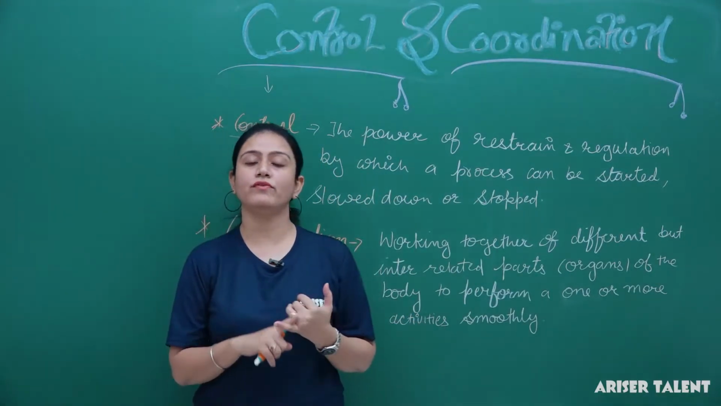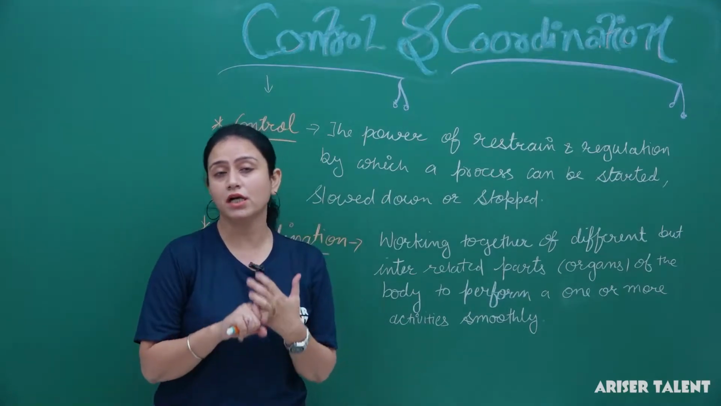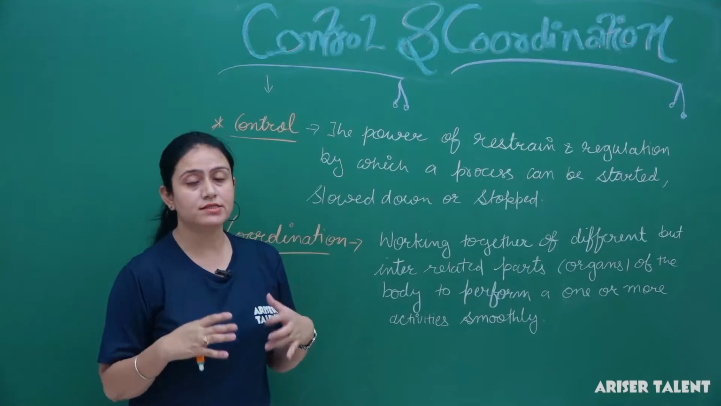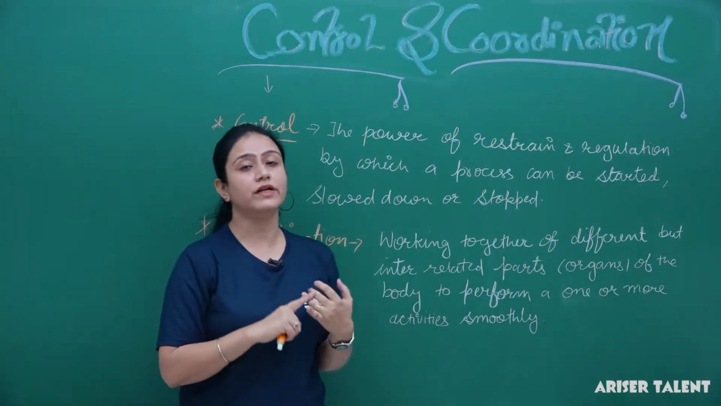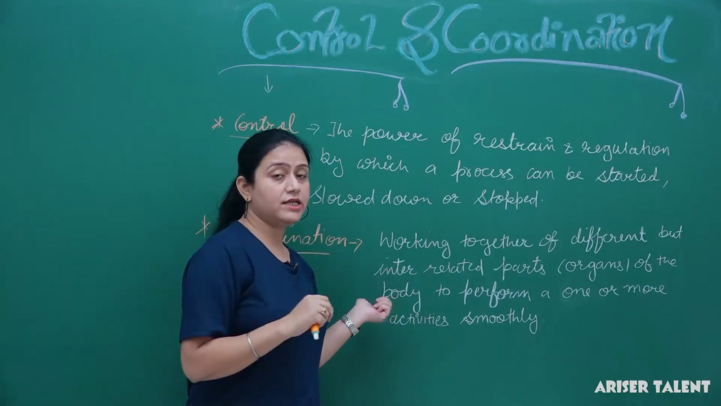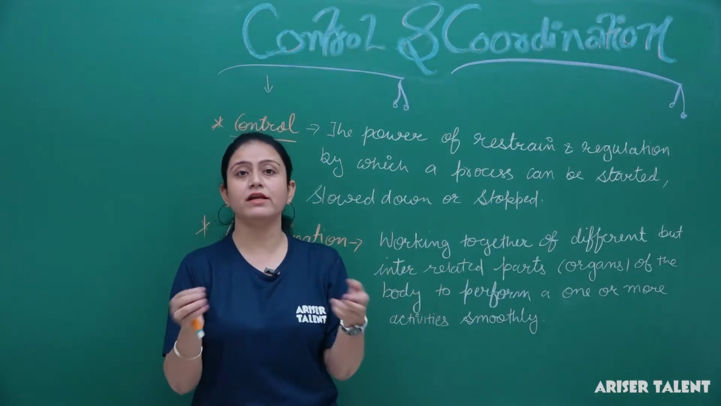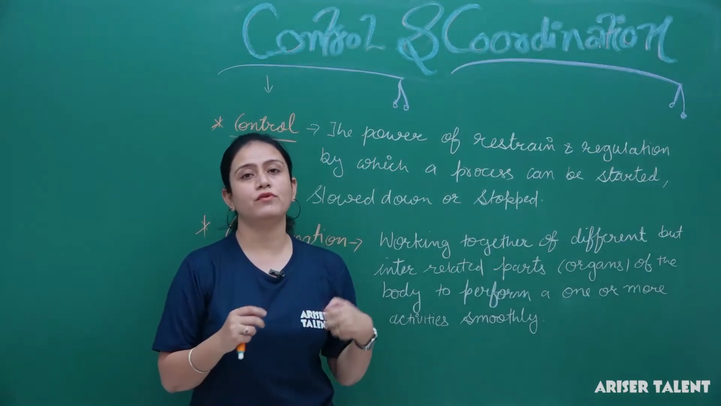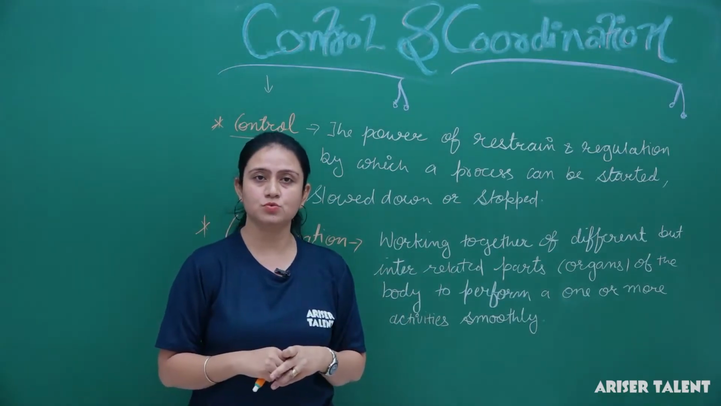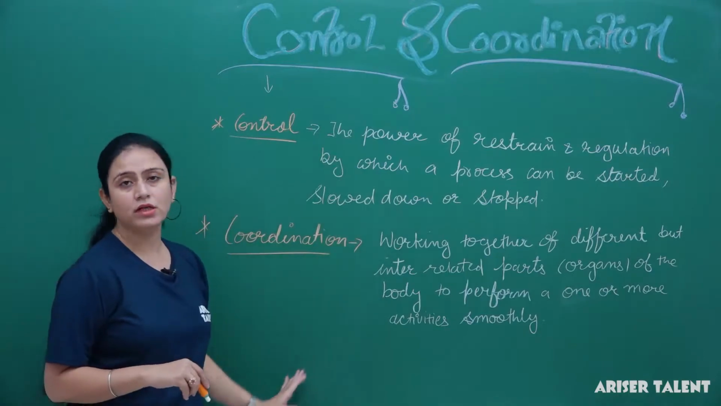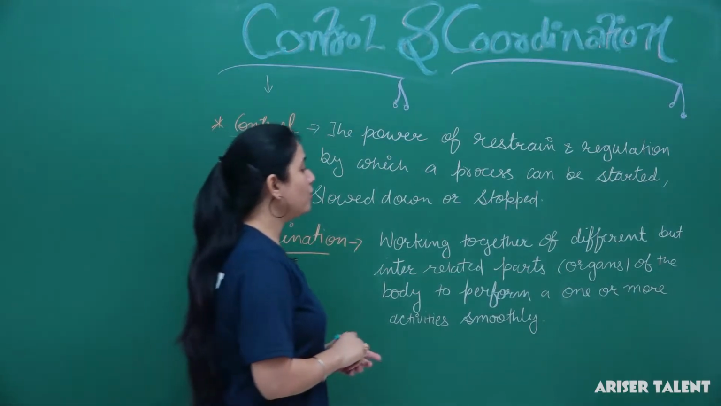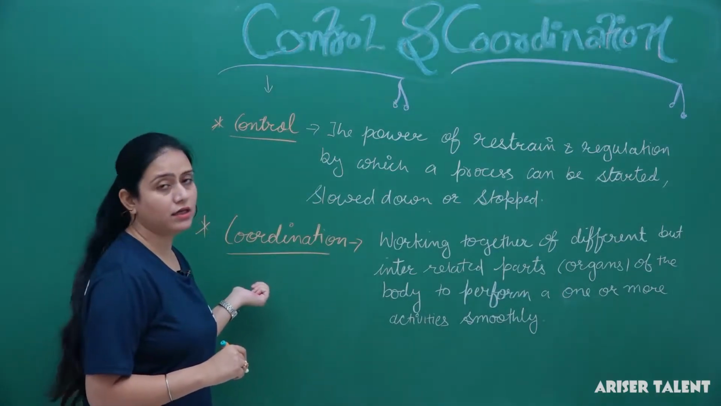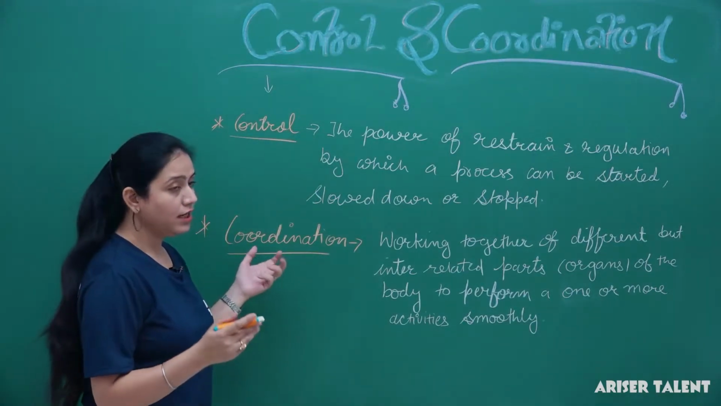So in this chapter, what are we going to study? We are going to study about control, how the different activities, how the different processes are being controlled by the different organs. Another thing is how the different organs which are related to each other in any way work together to perform one or two activities smoothly. So in this chapter we are going to talk about these things. Clear?